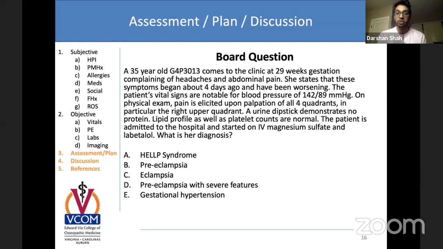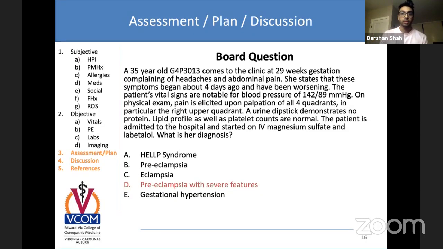Preeclampsia with severe features, okay, so we kind of went through what those were, and then gestational hypertension, greater than 20 weeks, getting diagnosed with hypertension. So the answer is D, right? She has preeclampsia with the blood pressure, and then what is the severe feature she has? The right upper quadrant pain. So even though her protein's negative, even though all her labs came back fine, because she has that right upper quadrant pain, she would be classified as preeclampsia with severe features.